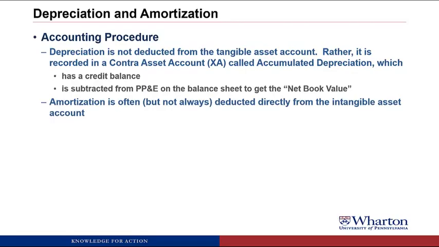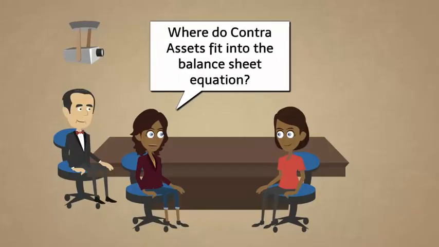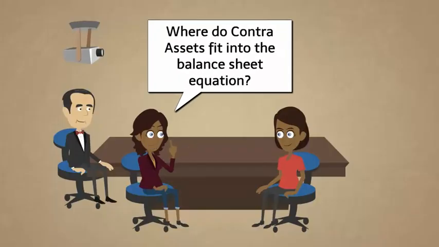Amortization is often deducted directly from the intangible account. So if you were amortizing a trademark, you would deduct it directly from the trademark account. However, nowadays there are companies that have fairly large intangible assets, and they've started to use accumulated amortization accounts as well. So that's just another type of contra asset where the accounting works just like accumulated depreciation. But I think the most common treatment you see is that the amortization just comes directly out of the intangible asset account.